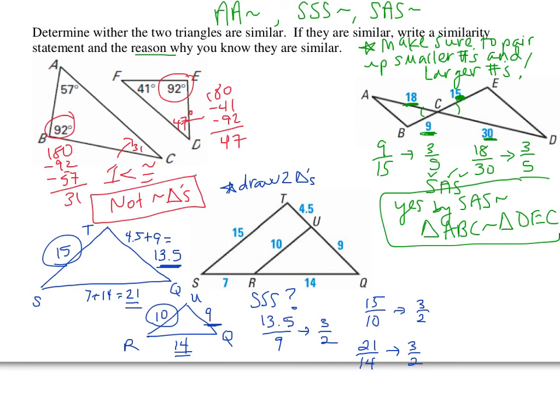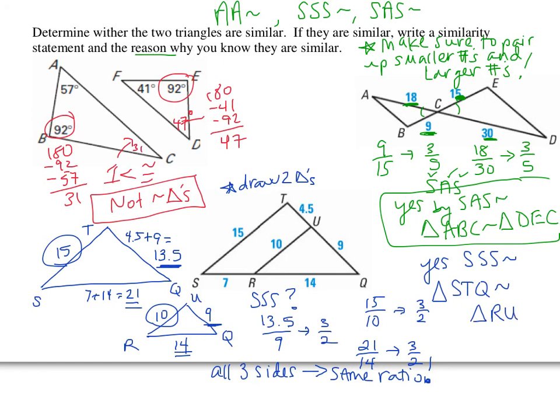So they are all the same ratio. This means that yes, we can say the two triangles are similar by side, side, side similarity. And the two triangles would be my triangle STQ is similar to triangle RUQ.